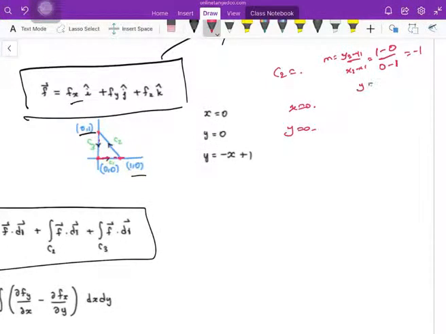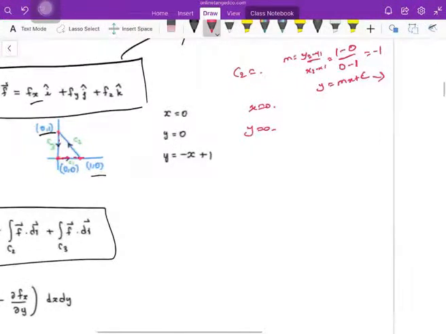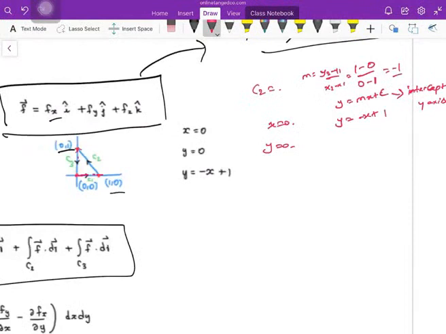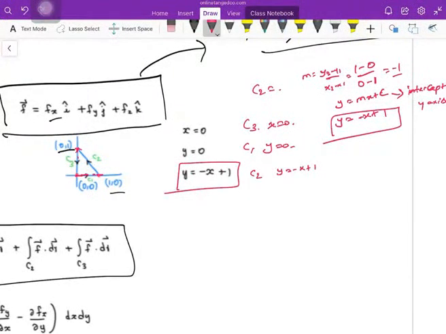The equation of a straight line is y equals mx plus c. Here c is where the straight line intercepts the y-axis. You should know this, it is a very basic thing. This is 12th standard maths, but some people might have forgotten it, that's why I'm teaching you elaborately. So y equals minus x plus where this straight line intercepts the y-axis, which is 1. So the equation is y equals minus x plus 1. That is the C2 equation. This is C1, this is C3. These are all different line integral paths.